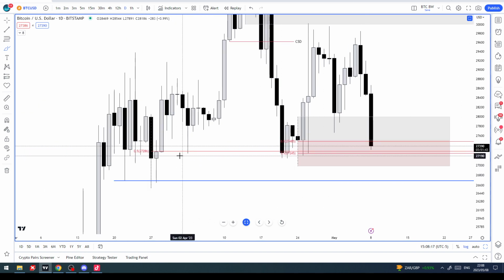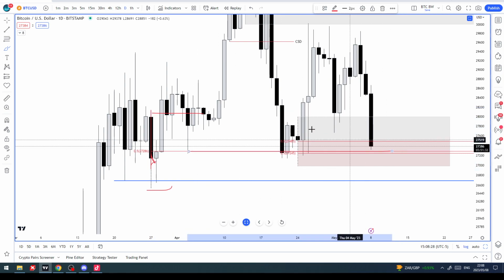And the other candle I'm interested in is this order block from the 27th of March, from here to here, this guy. And there's the 50% of this guy. We haven't touched it yet. I'm looking for that to touch.